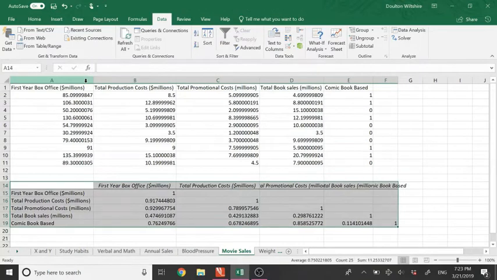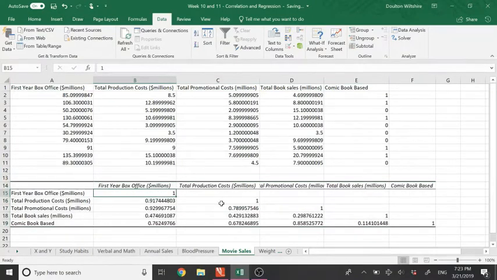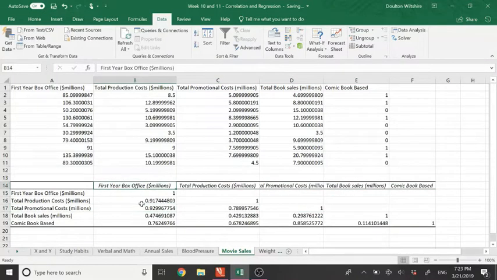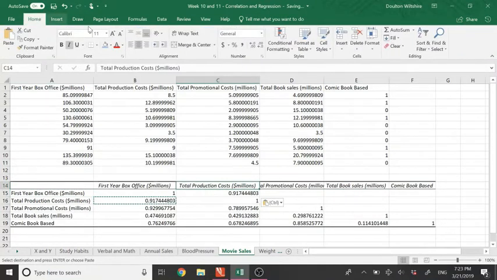And so again, we can see that along the diagonal, we have all ones. We're always going to have all ones there because each thing is perfectly correlated with itself. We don't have numbers in the top because that would just be repeats of what we have in the bottom. The correlation between first year box office and total production costs, 0.917 there, is the same as what would go over here. Again, first year box office and total production costs. These would end up being the same numbers, so we don't care.